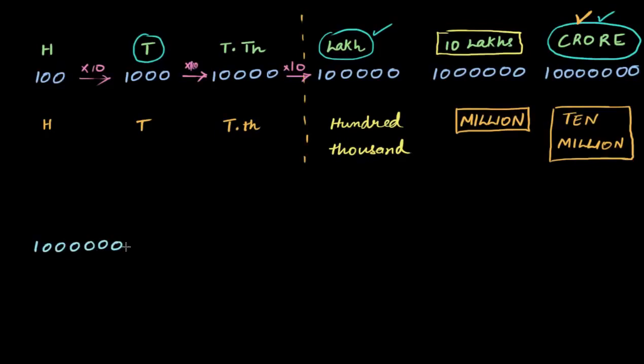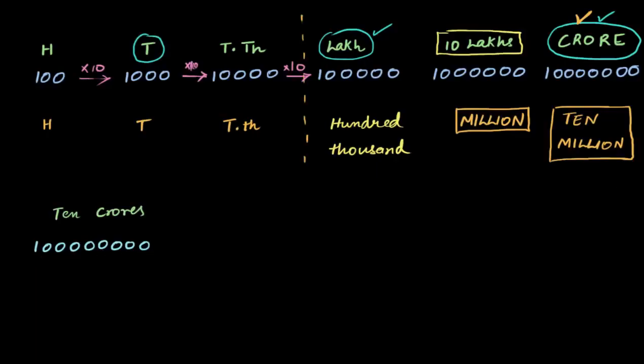So 1, 2, 3, 4, 5, 6, 7, 8 zeros, our first 9-digit number. And what would we call this in the Indian system? We would call this 10 crores. That's the name we'll give to this number.